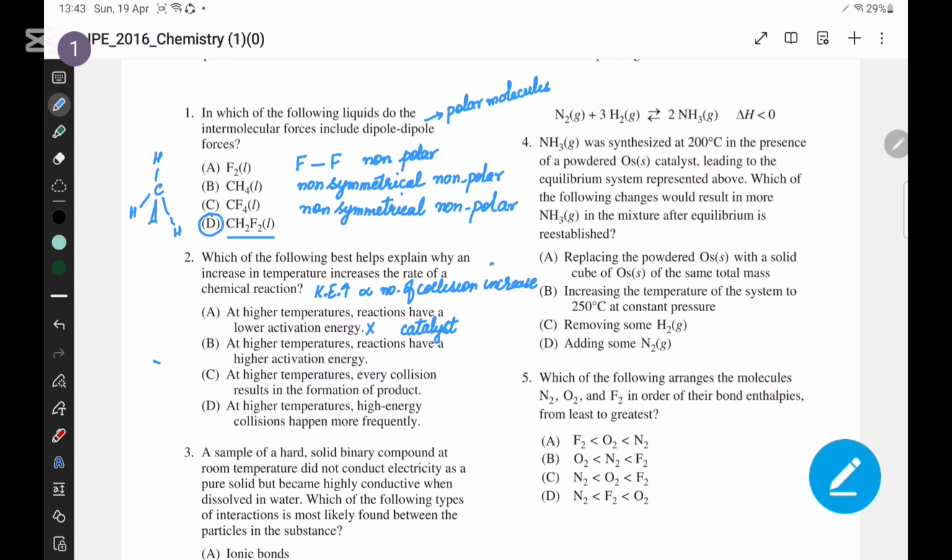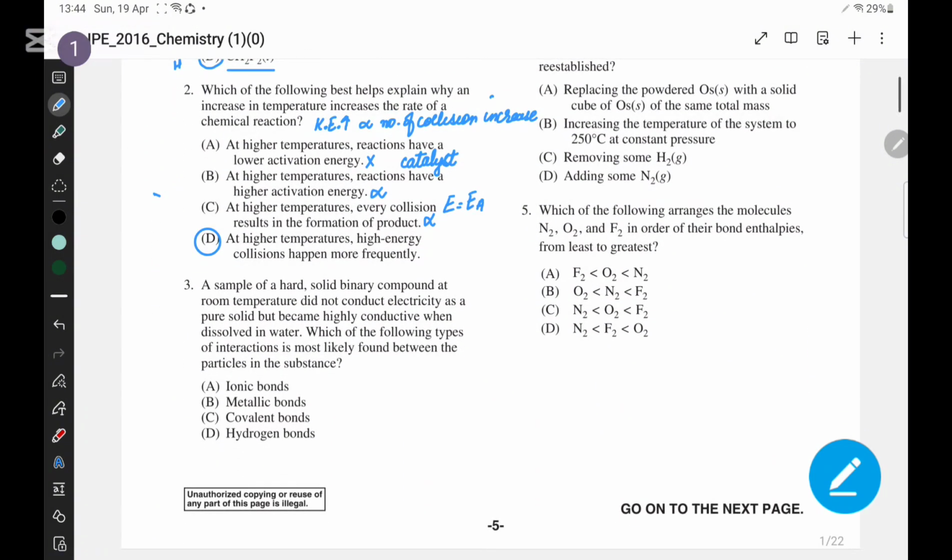At high temperature, reactions have higher activation energy. Wrong. Temperature has nothing to do with the activation energy, so this is wrong. At high temperature, every collision results in the formation of product. Absolutely wrong, because only those collisions will result in the formation of product in which the particles' energy is equal to the activation energy. But what happens at high temperature is that high energy collisions happen more frequently. That's absolutely correct.